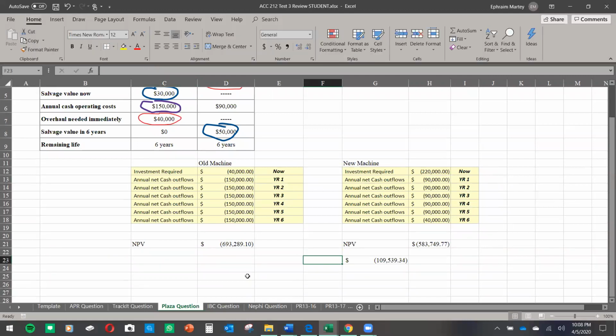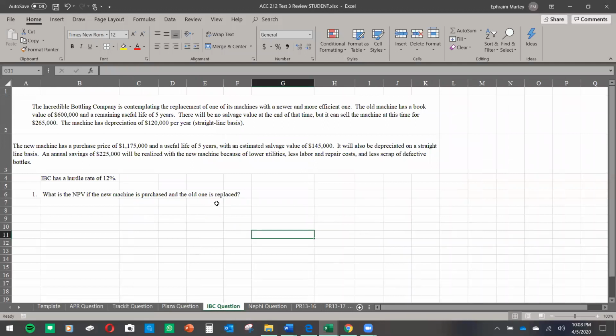Great. Now let's move on to the next question. What do we have here? We find that we have a similar problem. But in this problem, we're only going to consider buying a new machine, and we will see what the net present value will be. Now find out what you know right now. It says the company is replacing one of its machines with a newer one. The old machine has a book value of 600,000 and a remaining useful life of 5 years.